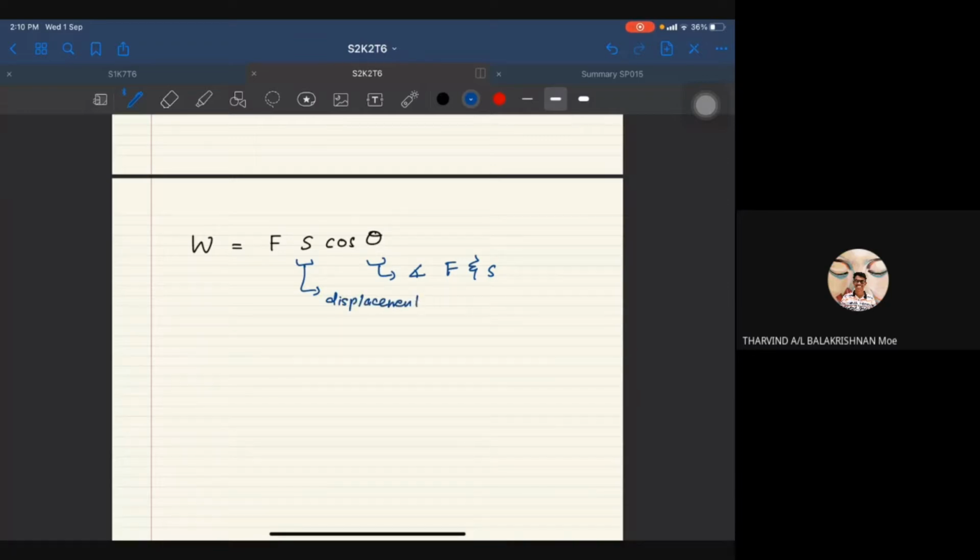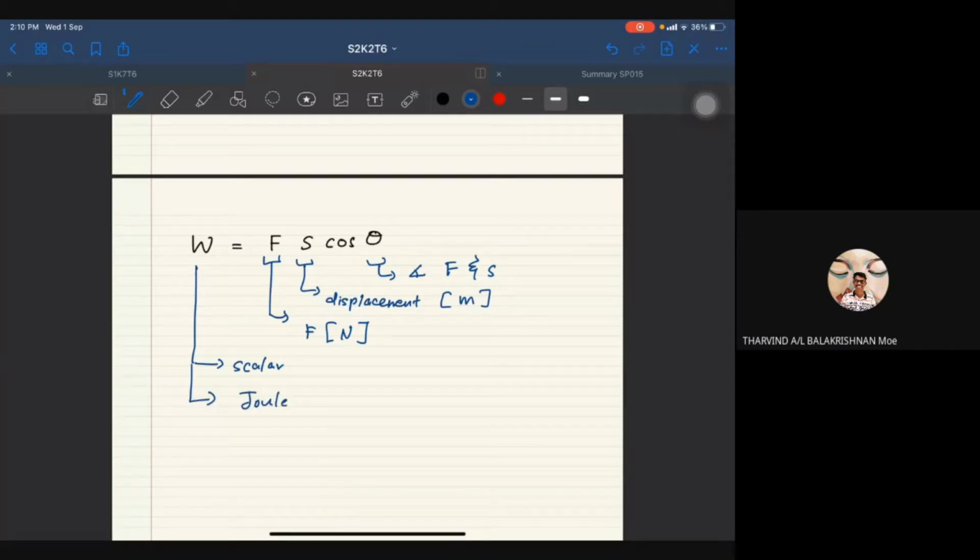The SI unit is the meter. It's a vector, so the direction is important for S. And F is a force, so again it's a vector as well, with an SI unit of N. The dot product produces a scalar quantity, so the work here is a scalar. The unit is joule.